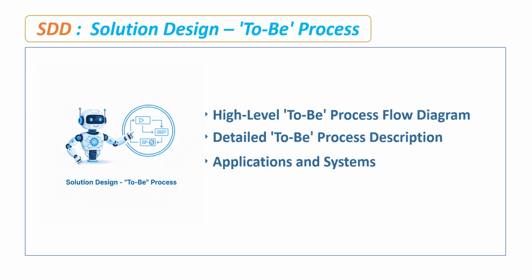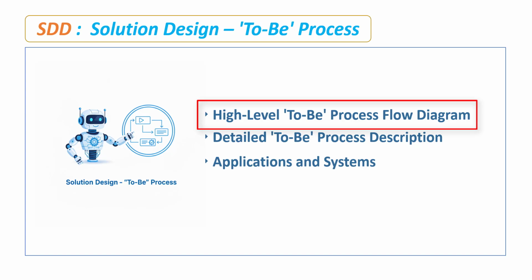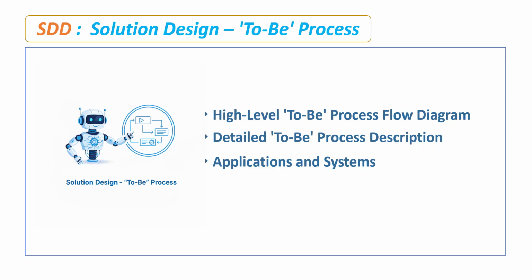Coming to the next section, Solution Design to be process. Under this Solution Design to be process, we are having subsections such as High Level to be process flow diagram, Detailed to be process description, Application and Systems. High Level to be process flow diagram is a visual representation of the automated process, clearly showing the steps the bot will perform, and how it interacts with the systems. This is the high level overview of an automated process.